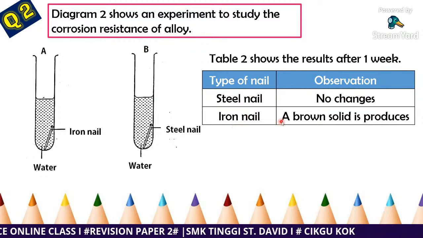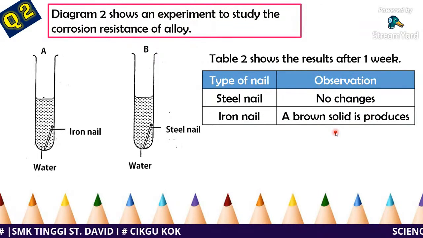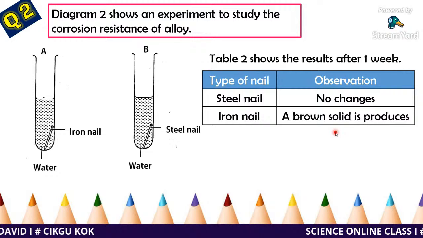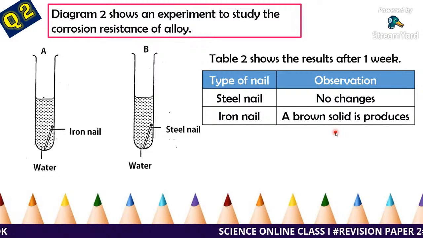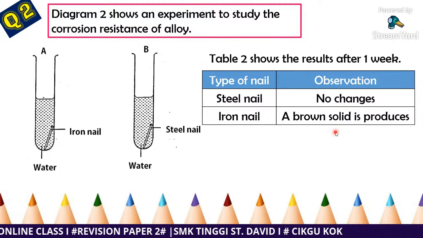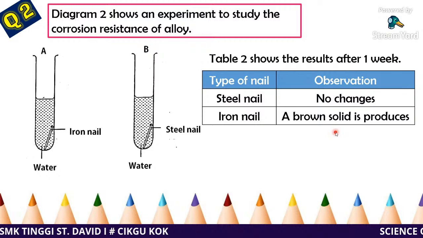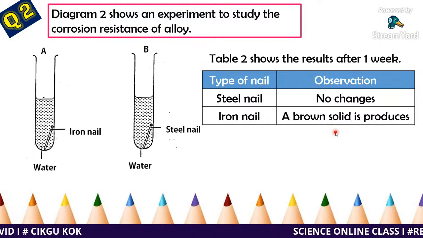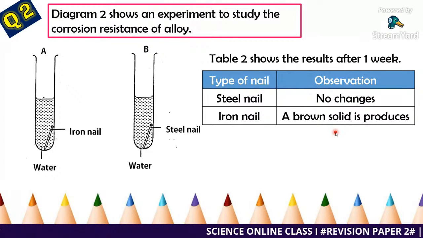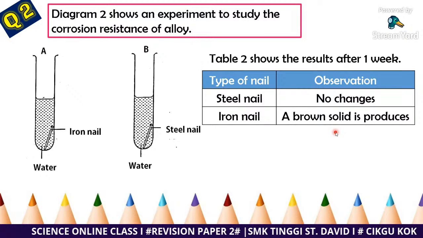Okay, for the iron nail, they say a brown solid is produced. Actually, the brown solid is what? We can use one word to represent the brown solid produced. What is that? Start with the letter R. The brown solid produced means the iron nail is, just answer, start with the R. R.